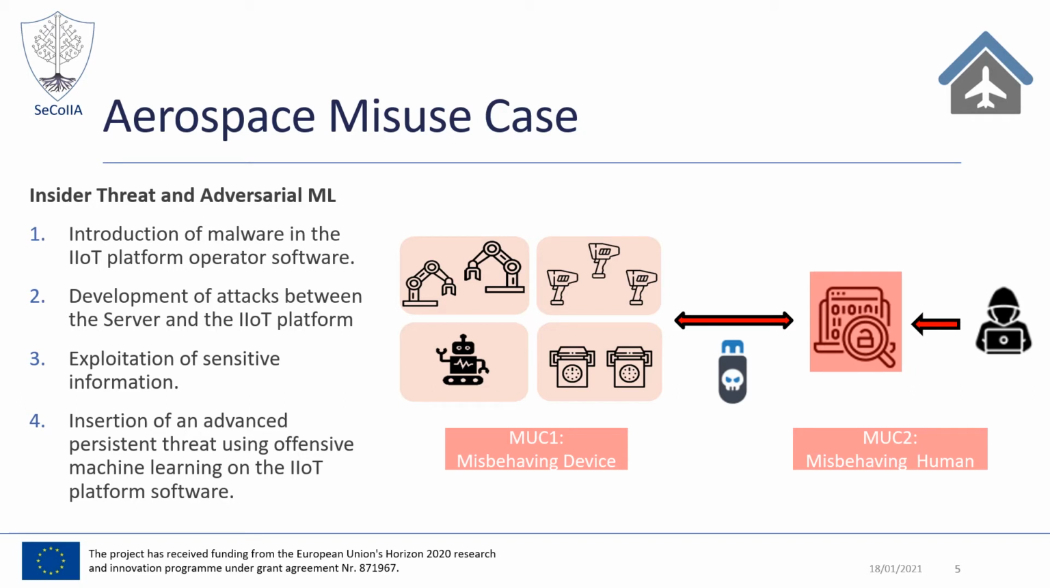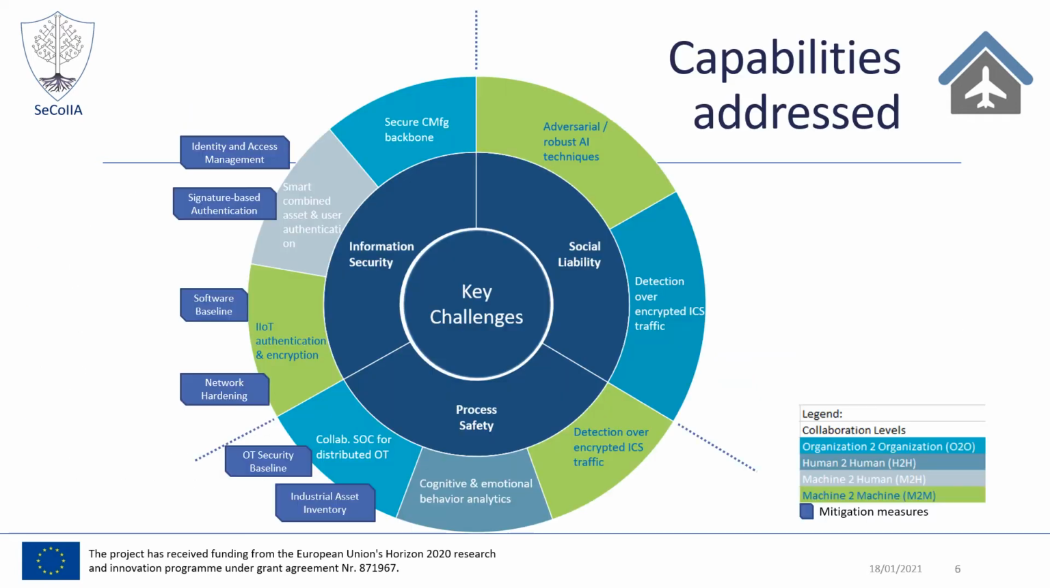So as you can see, two misuse cases are associated with this scenario: misuse case 1, misbehaving device, and misuse case 2. And for that scenario and for those misuse cases, we established the capabilities and the controls associated to those capabilities that are going to be used and that should be implemented.